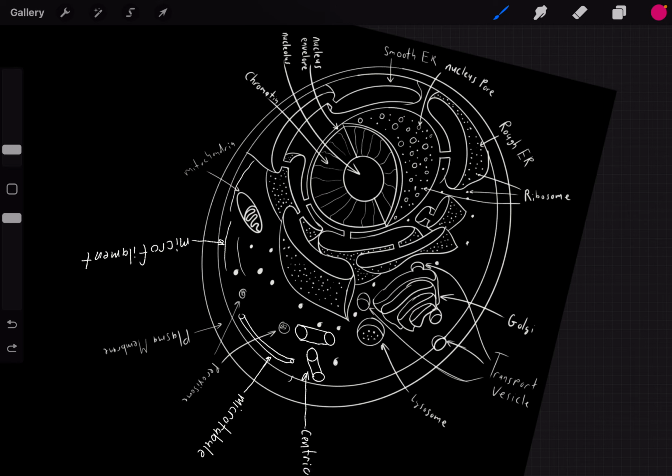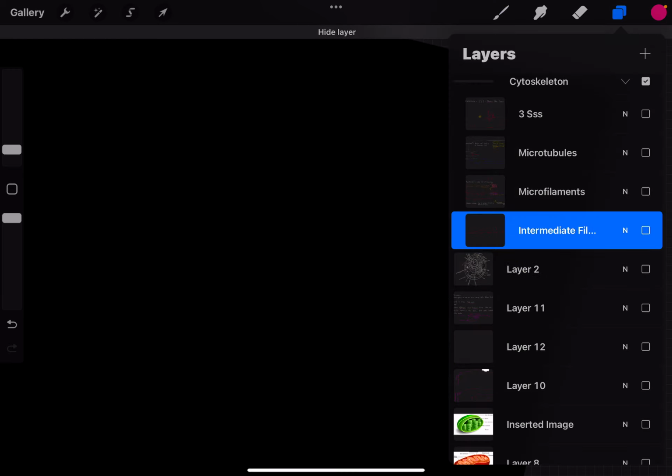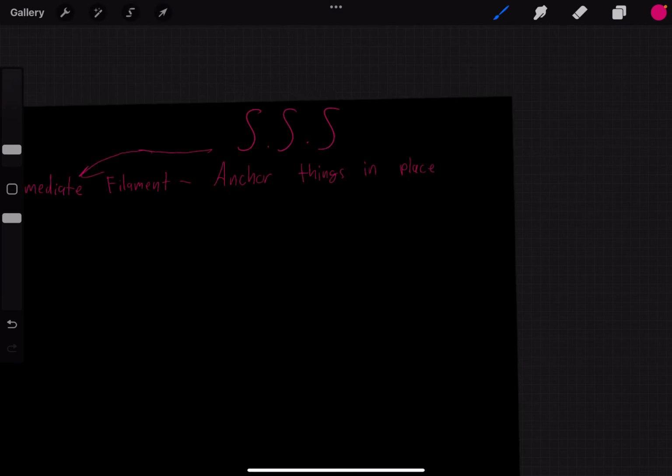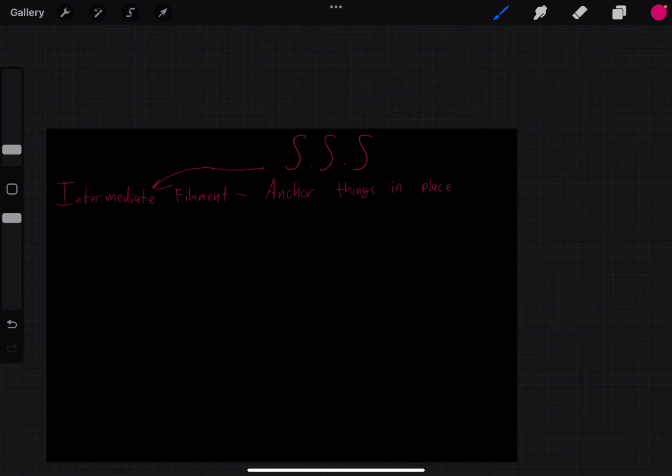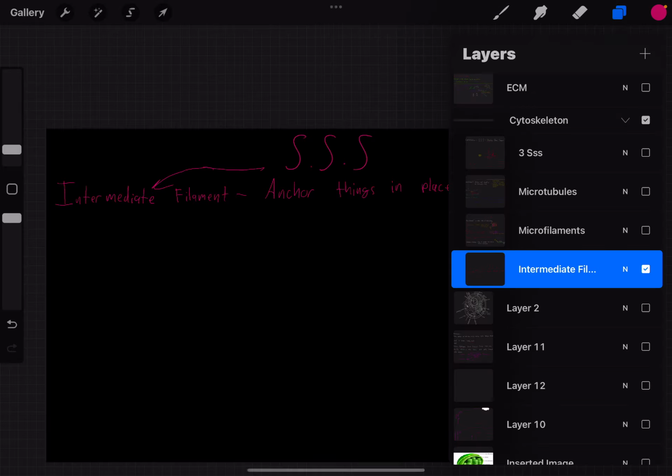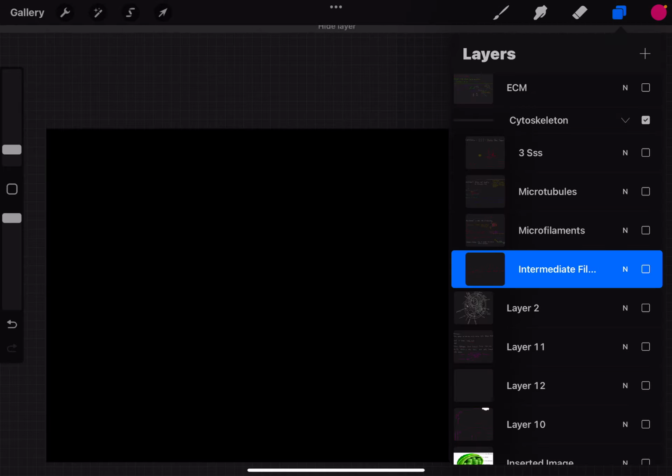If the rough ER or Golgi apparatus is moving around, that's not good. You want to keep it in place. Whatever moves, it does not deal with it. It's only used for anchoring. So all it does is hold things in place for it to not move around. And that's it for the cytoskeleton.